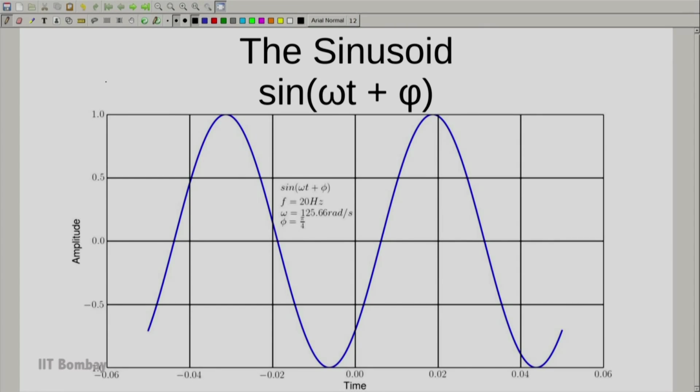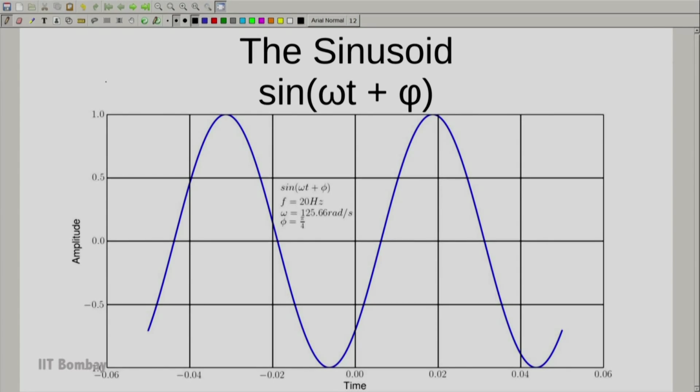In this video, we're going to talk about some basic signals that we will see very frequently in the course. First, we look at the sinusoid. You can see in the plot that we have a sinusoidal signal, and symbolically, it's written as sine of omega t plus phi. And in this, we see various quantities.